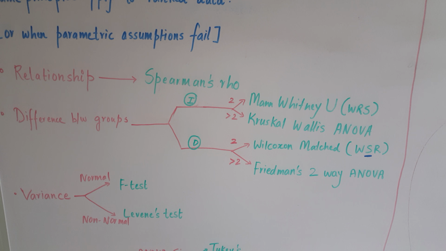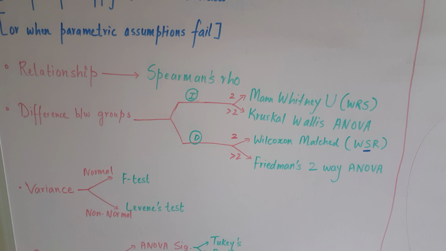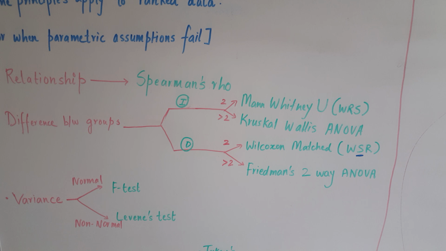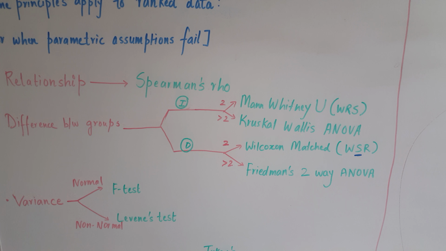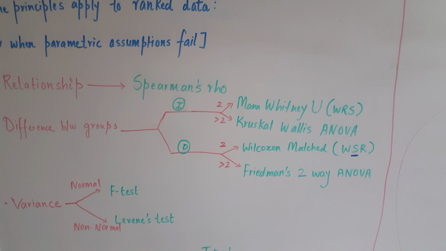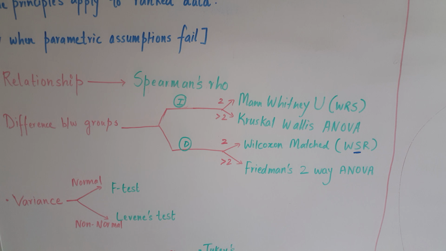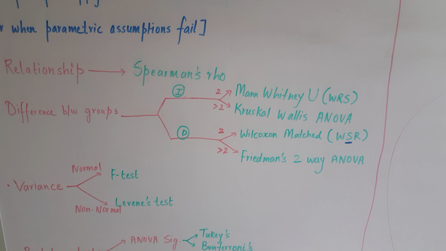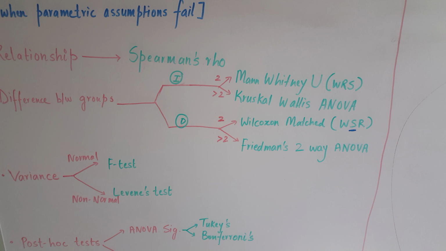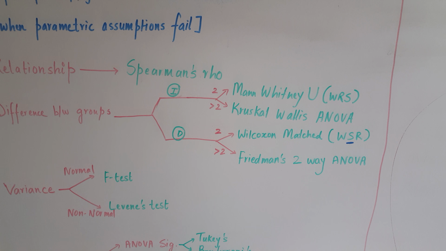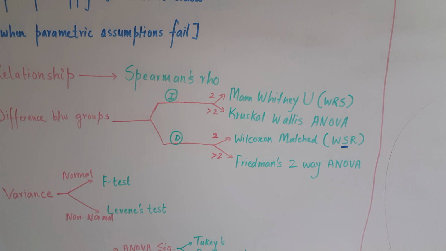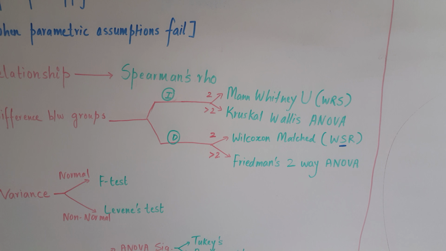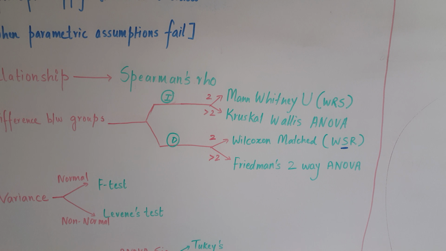Now, if your dependent variable is more than one, that is, you have two dependent variables, then you go on to use your Wilcoxon's matched test, which is also called the Wilcoxon's signed rank test. And this is because your data is no more independent and you have something called repeated measures, or matching as it's known. If you have more than two dependent variables, you go on to use your Friedman's two-way ANOVA.